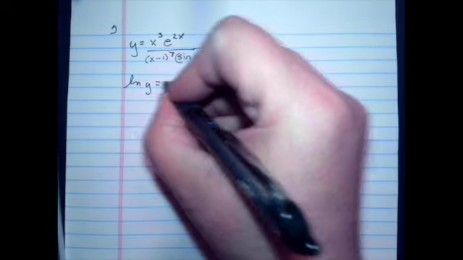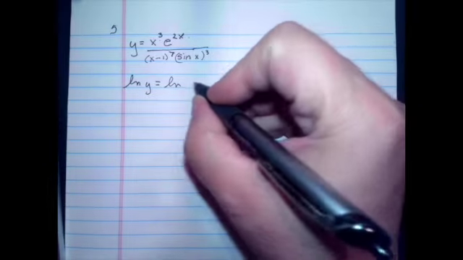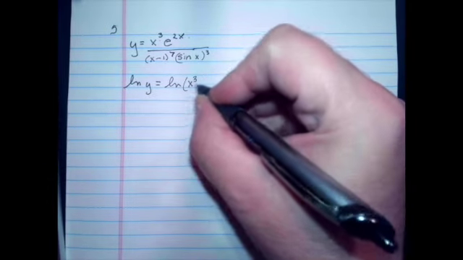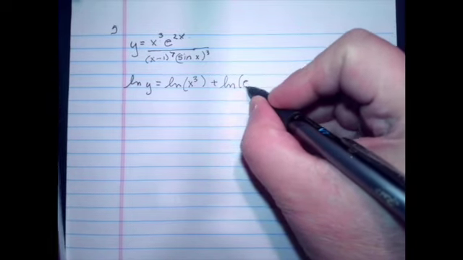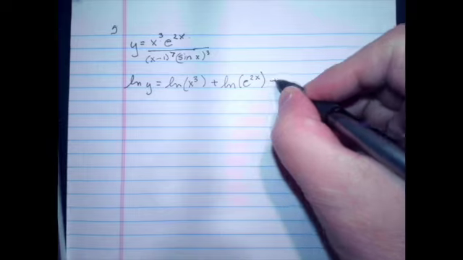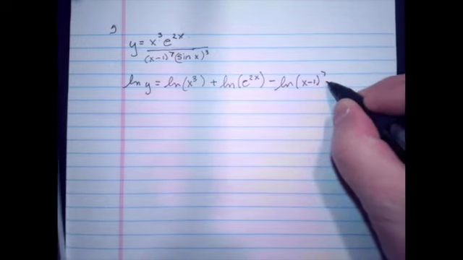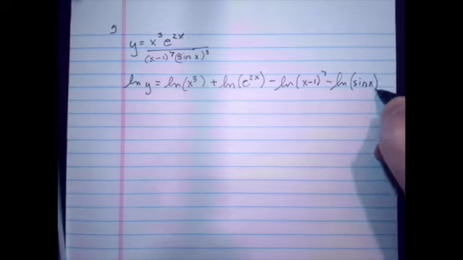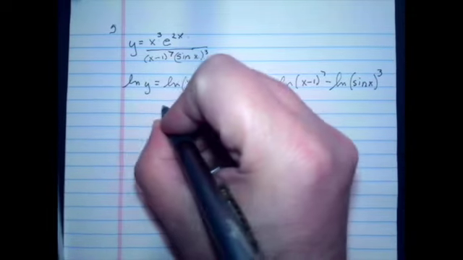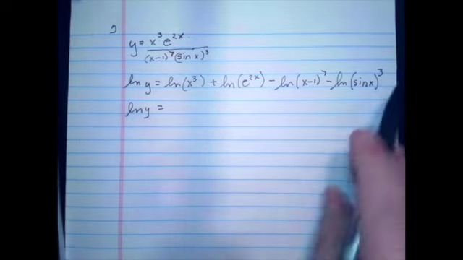So we get the natural log of y is equal to the natural log of all of this. But I'm going to use rules of logarithms here and write this as the natural log of x cubed plus the natural log of e to the 2x minus the natural log of x minus 1 to the 7th power minus the natural log of sine of x to the 3rd power. And now, all of these, I'm going to work with this more.